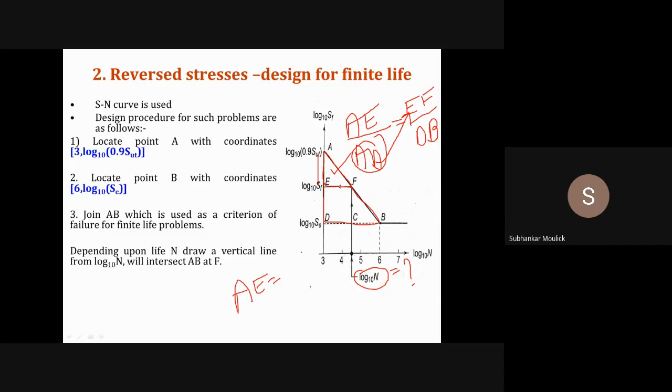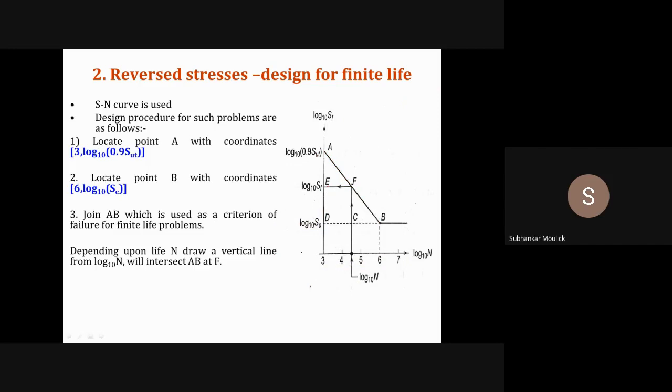You will get the value of EF divided by DB. DB will be 6 minus 3. Then you get the value of AE. Now, once you get the value of AE, let us assume that this point is O. I want EO, because EO is equal to log base 10 SF. How can I calculate EO? I know that AE plus EO is equal to how much?